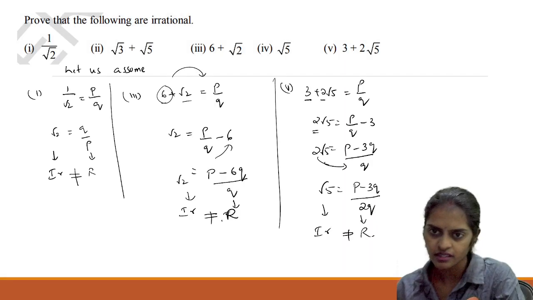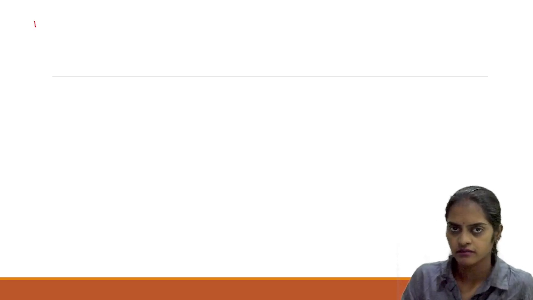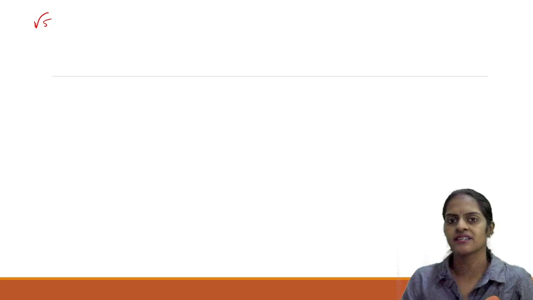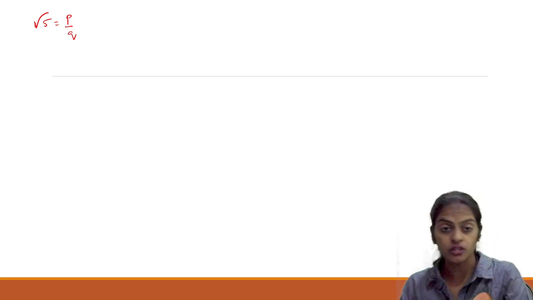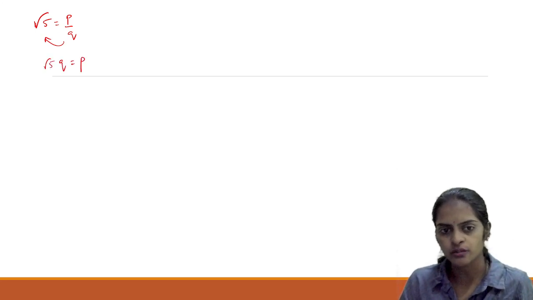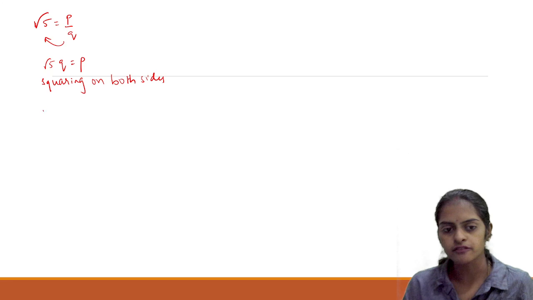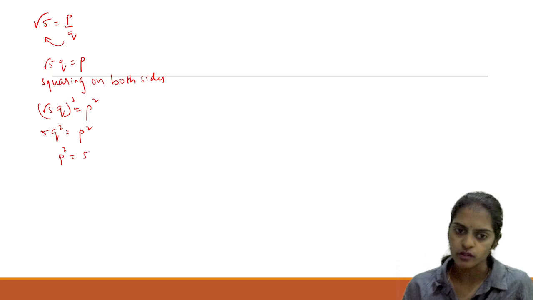What was the next question? Root 5. If you learn root 5, then root 2, root 3, root 7, everything is the same. First step is the same. Let us assume root 5 as rational. Then what do we do? Again, same. You first transpose it. So root 5 into q equal to p. Then you square it first. Squaring on both sides, same like the previous question. When you square, you have (root 5 q) whole square is equal to p square, or 5q square equal to p square. Or let me write p square equal to 5q square, which is nothing but 5 into q square, isn't it?